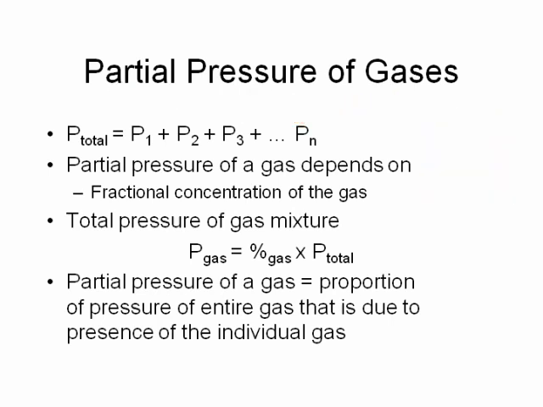So each of these gases exerts a partial pressure, which is their part of the total pressure. So the partial pressure depends upon the fractional concentration of the gas. The partial pressure of a gas in a mixture equals the percentage of that gas times the total pressure. So for oxygen, we have 20% of 760. That would be the partial pressure for oxygen. So it is the proportion of the pressure of the entire gas mixture that is due to the presence of the individual gas.